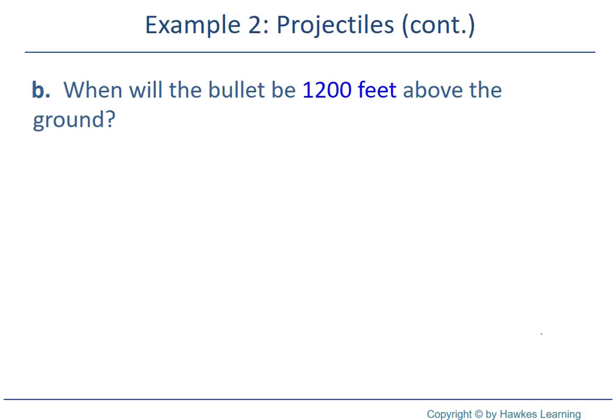So again, in trying to understand what's going on here, that bullet's going to be shot up into the air, reach the ground, and somewhere it's going to be 1,200 feet. Now it's going to be 1,200 feet going up, and then 1,200 feet going down. So we're probably going to get two answers here. And we want to know this one and this one. That's what they're asking. So we're using the same formula.